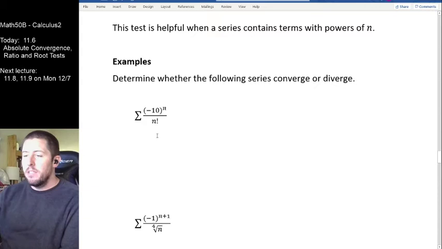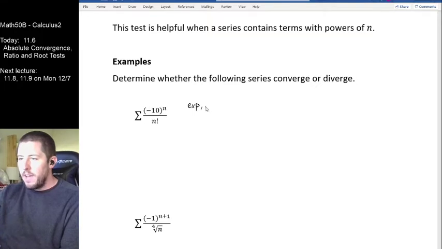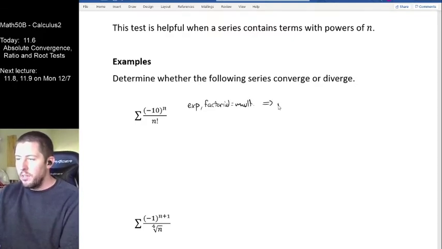That is a huge indicator to me that this should be a ratio test. So I'm going to write here: exponentiation, factorial is really just multiplication. That says to me the ratio test is probably good.